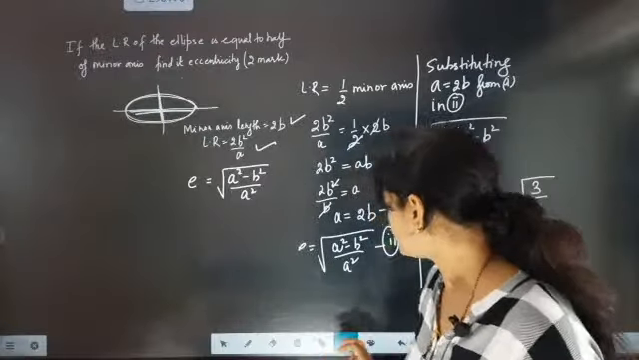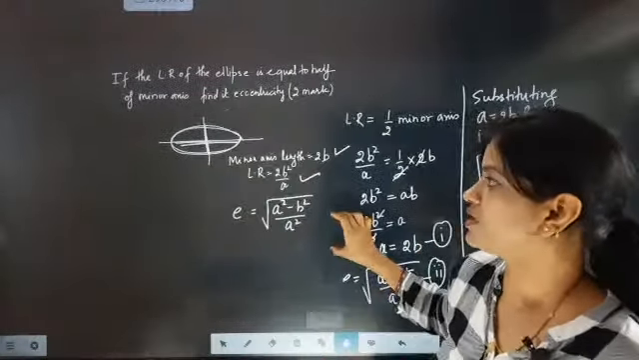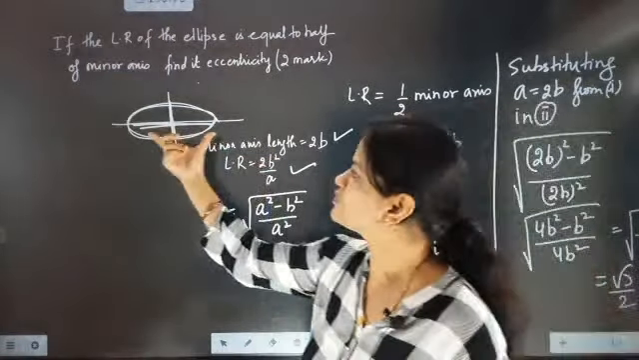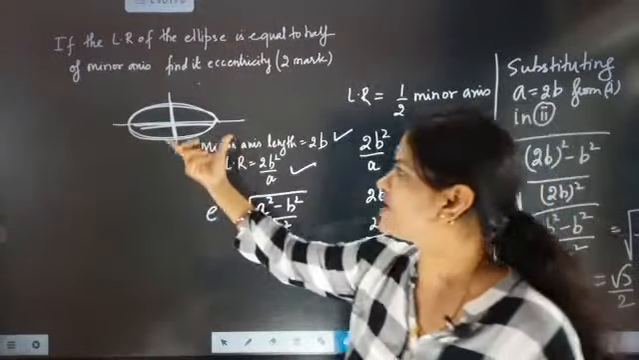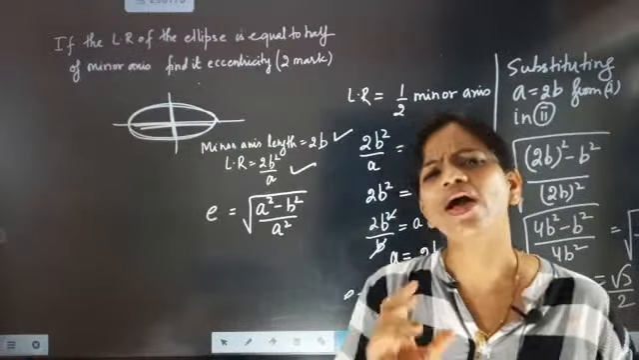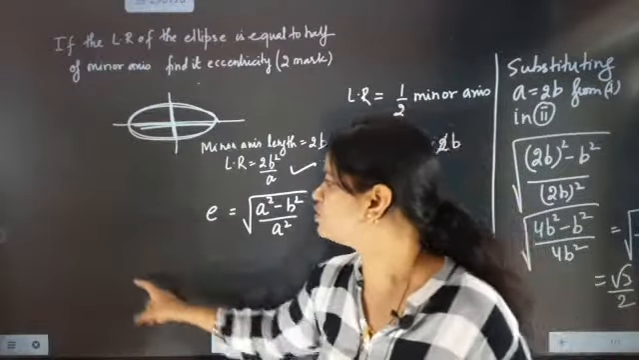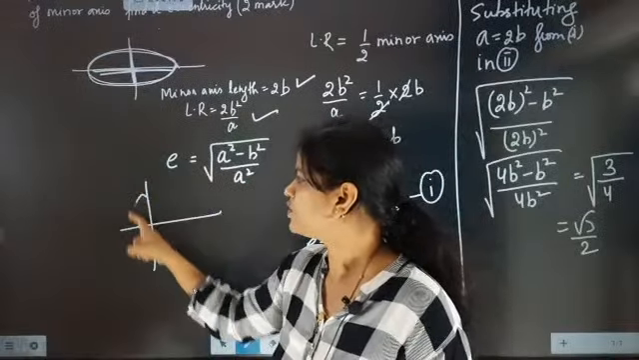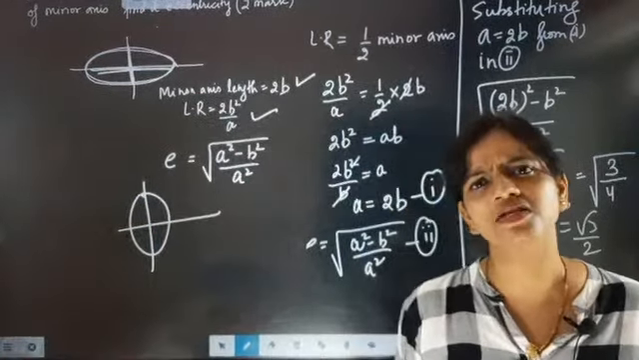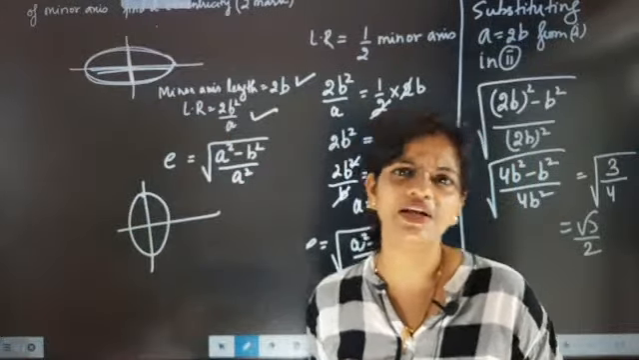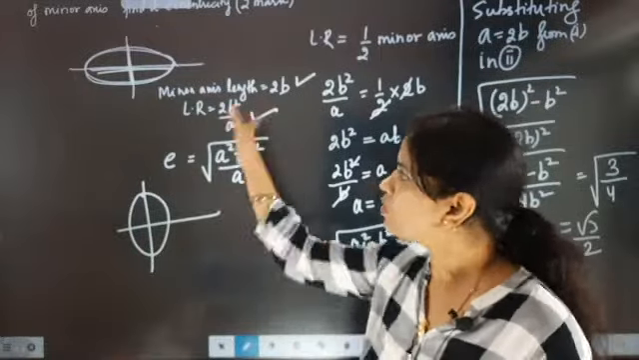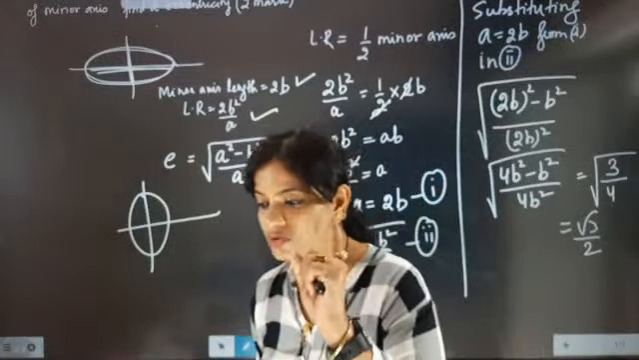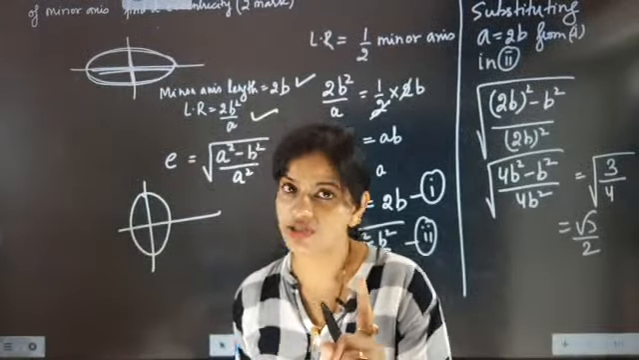See, most of the students have confusion: why are you taking the ellipse on the major axis, you have taken the ellipse on the x-axis, why have you done like that? You can also take the ellipse on the y-axis, because here nowhere is it written that the ellipse is resting on the x-axis. Okay, now this is a very important point to discuss.